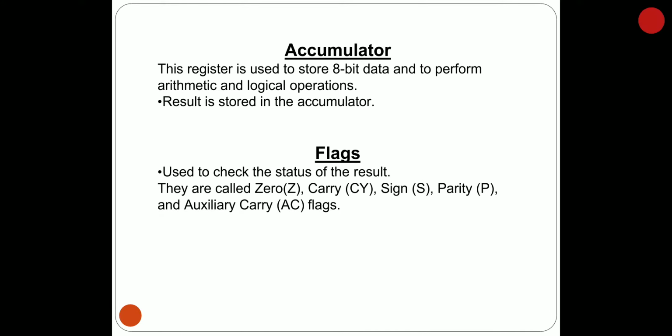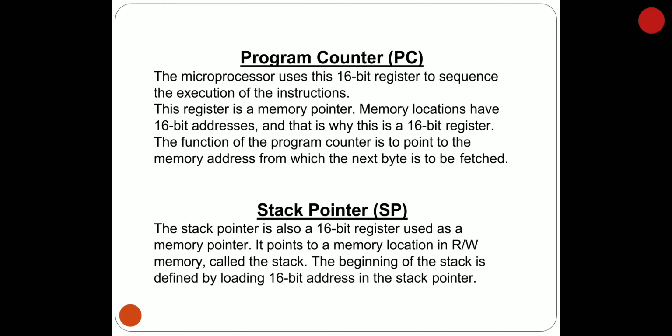The accumulator. This register is used to store 8-bit data on which the arithmetic and logical operations are performed. The result is also stored in the accumulator. Flags are used to check the status of the result. They are the zero, carry, sign, parity and auxiliary carry flags. These flags play a vital role in getting the status of where the program has been stopped and where the microprocessor stages have been stopped.